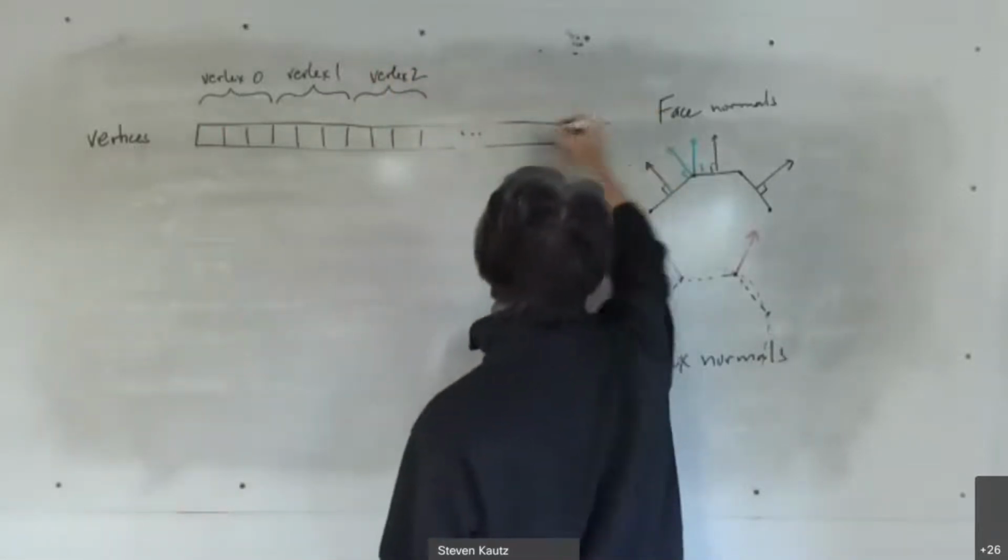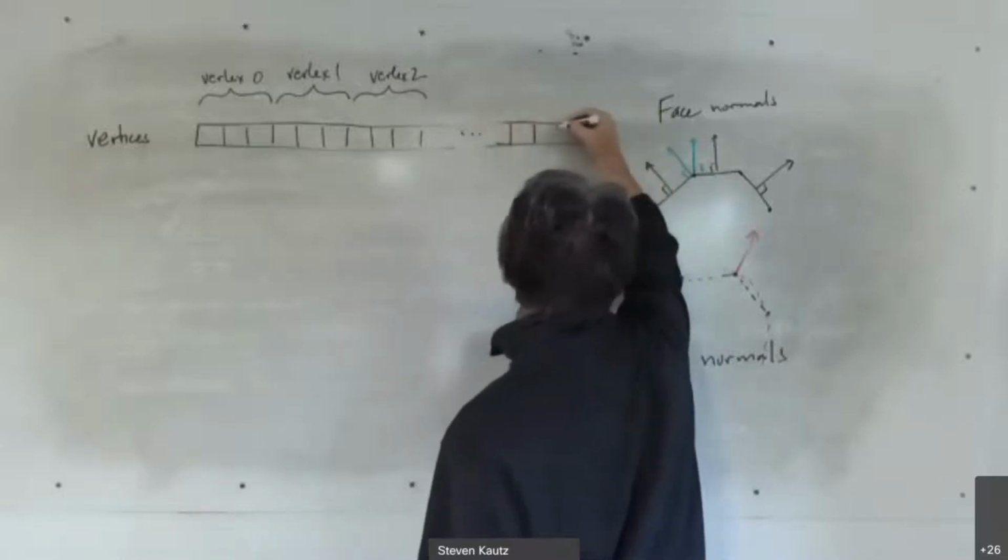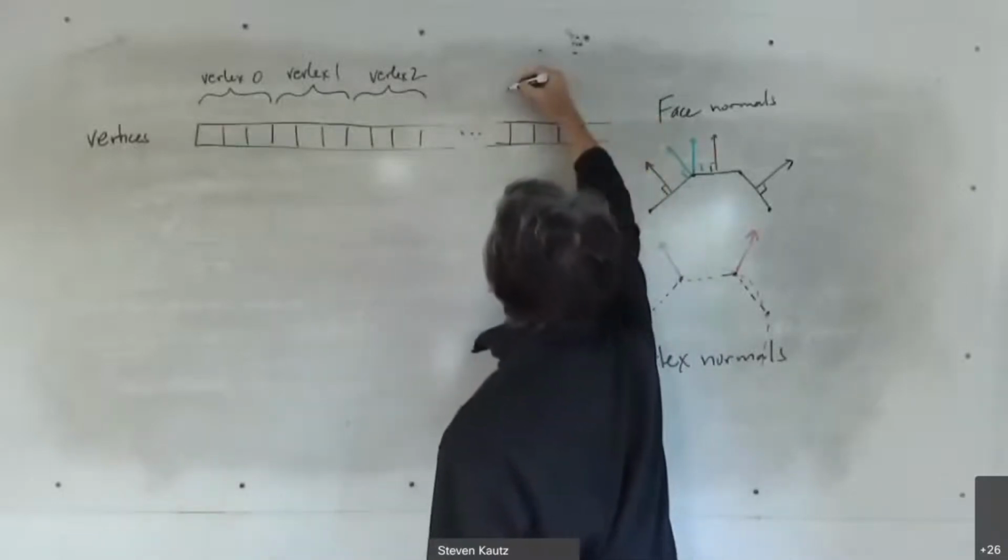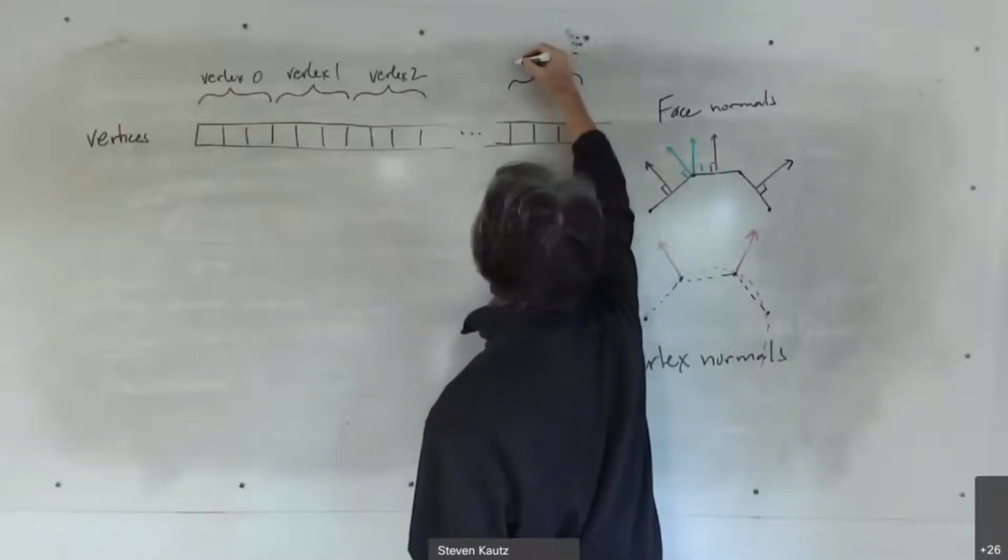And eventually, somewhere up here, you've got a group of 3 numbers representing vertex n.